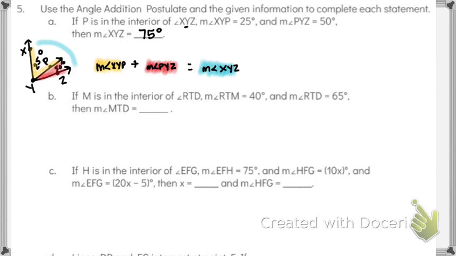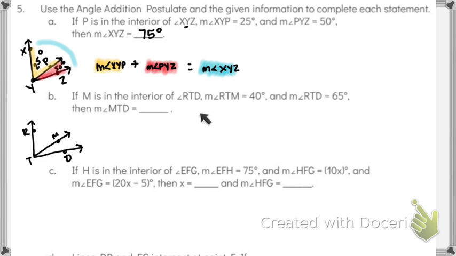Let's look at the next one. M is in the interior of angle RTD. So we have angle RTD. And then it says M is in the interior, so again, to avoid confusion, I put it a little off center. That's M. RTM is 40. RTD is 65. Find the measure of MTD. You can start color coding them if you want. I'm not going to do that quite just yet.